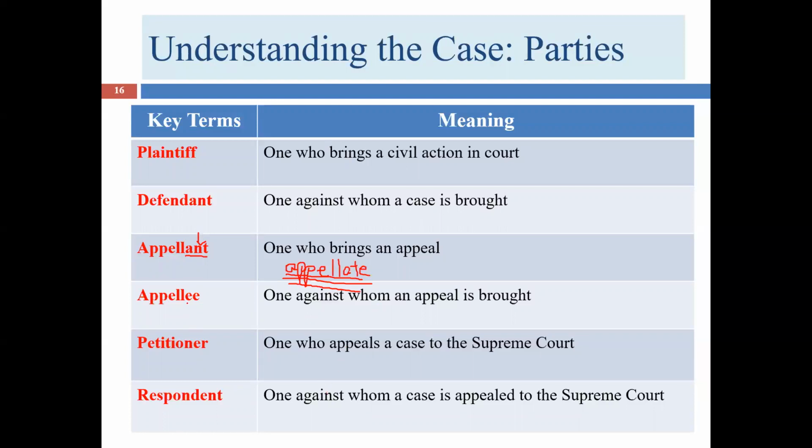The appellee similarly can be the plaintiff or the defendant. The appellee is the one who's happy with what happened at the trial court level, and he or she wants that to remain the decision.